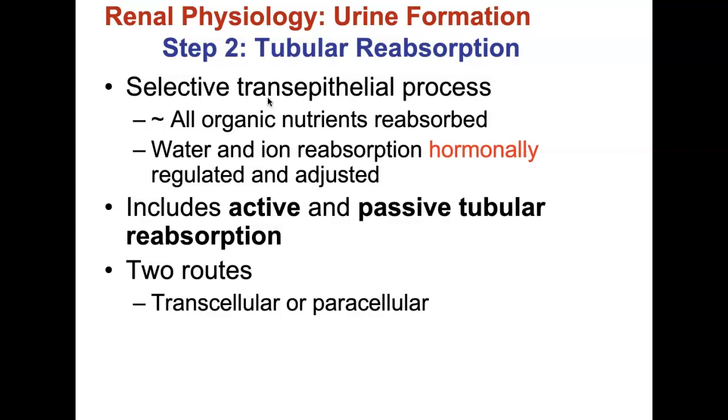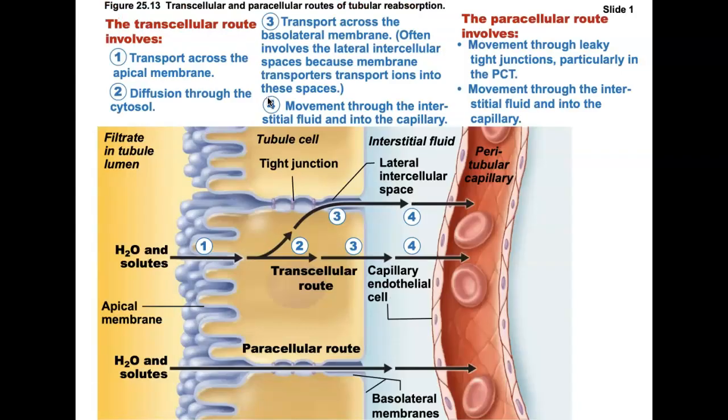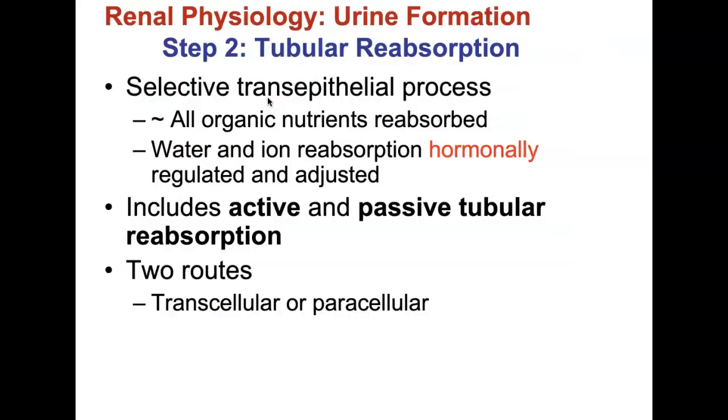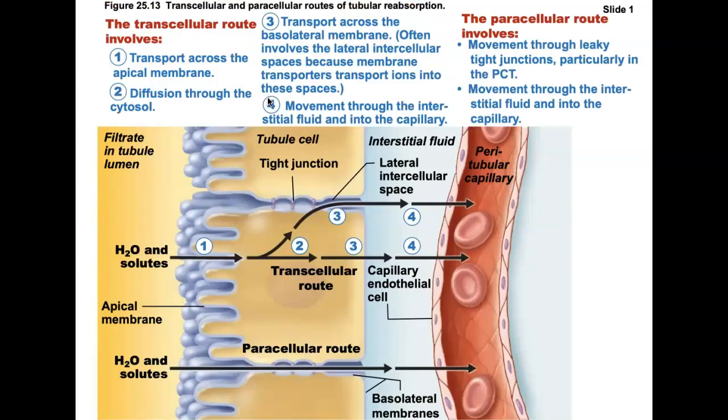Tubular reabsorption is selective, and it's conducted by transepithelial process, and it begins as soon as the filtrate enters the proximal tubules. So to reach the blood, reabsorbed substances have to follow either a transcellular or a paracellular route, as you're seeing in this image. In the transcellular route, the transported substances move through the apical membrane, the cytosol and the basolateral membrane of the tubule cells, and then the endothelium of the peritubular capillaries.